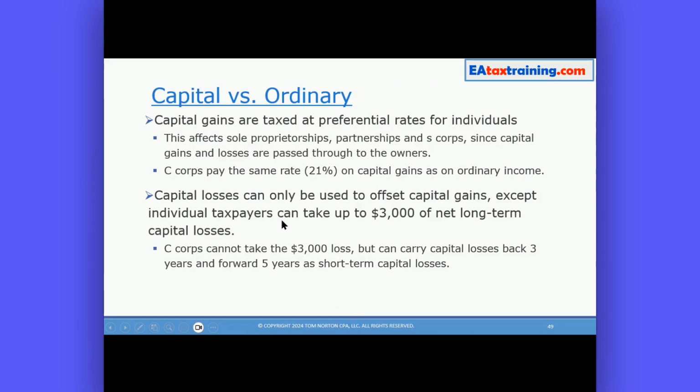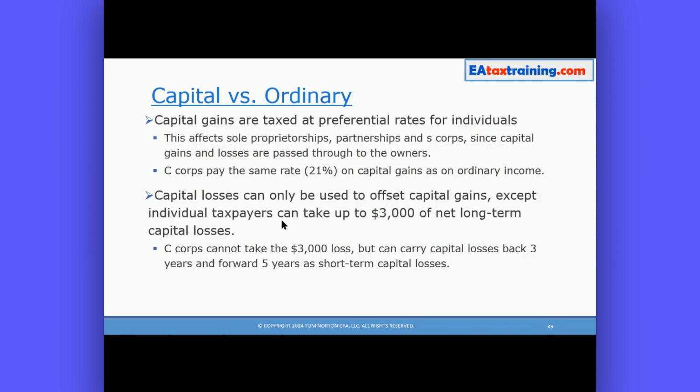Capital versus ordinary. So we said already that capital gains are taxed at preferential rates for individuals. So this affects sole proprietorships, partnerships, S corps, since the capital gains and losses are passed through to the owners in that case. C corps, though, pay the same rate, 21%, on capital gains as on ordinary income. So this distinction is not as important for them, at least if you have a gain. They're going to pay 21% regardless.